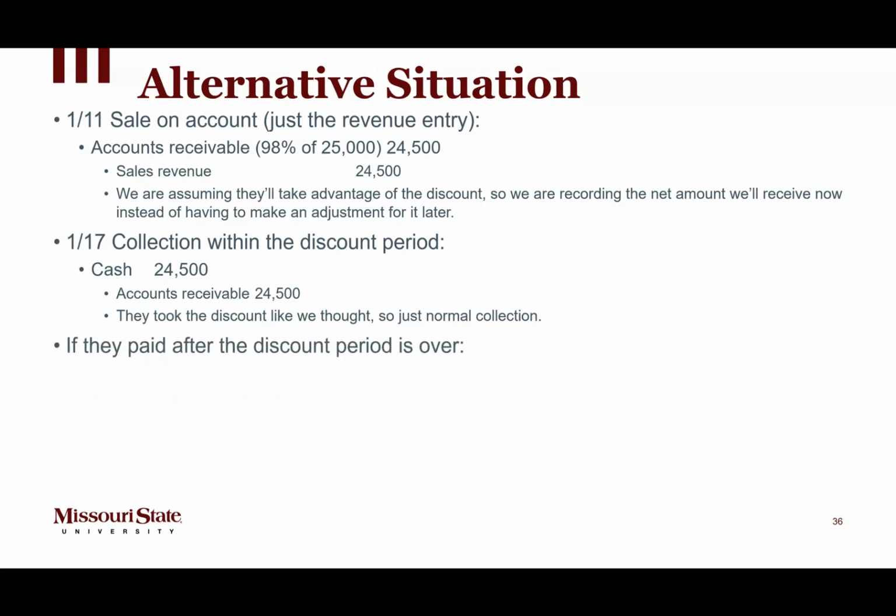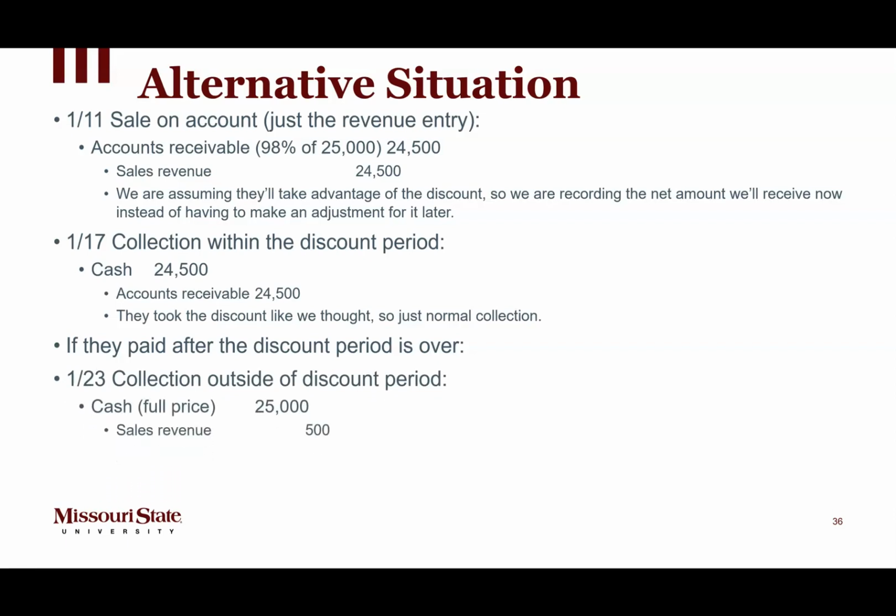If, however, they paid after the discount period was over, okay, they're going to have to pay cash for the full price, that $25,000. But what have we done? Well, we've got to add an additional $500 in revenue, right? Because now we've got that extra $500 that we didn't think we were going to get. Okay, so we're going to add back that $500 discount.